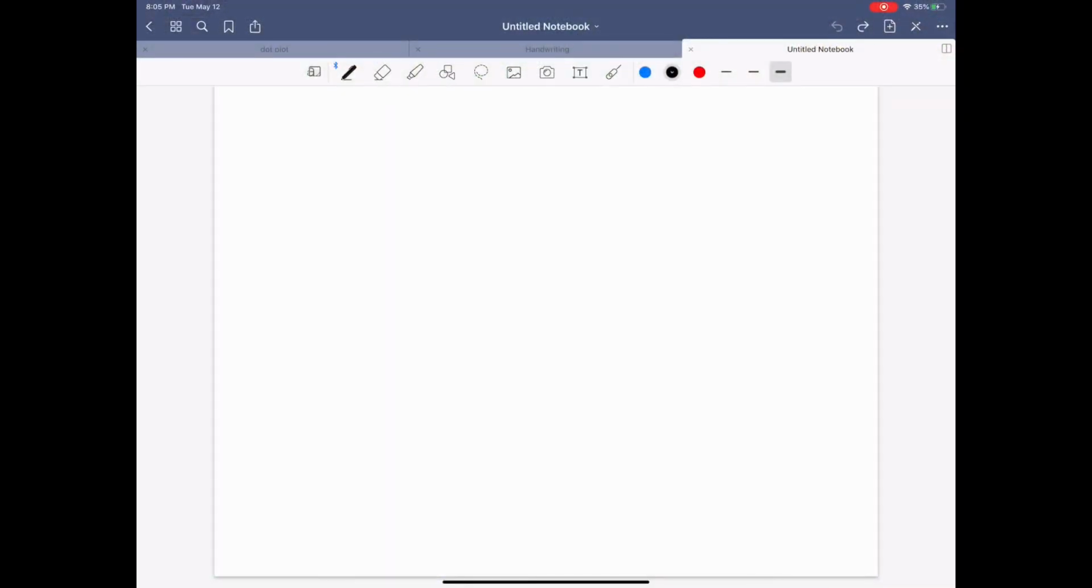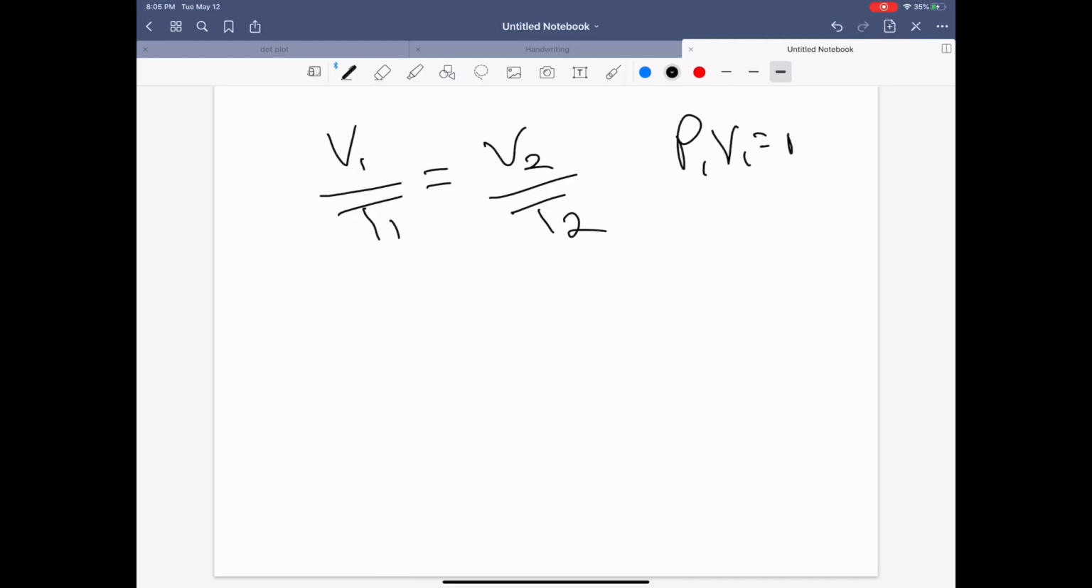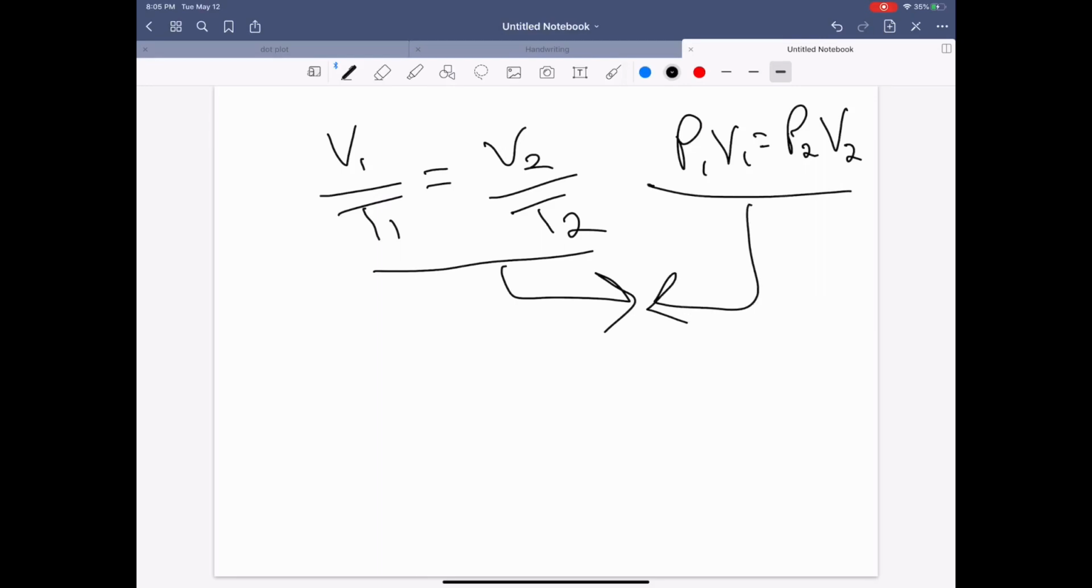So let's take a look at a couple of the gas laws. This gas law is Charles's law. This gas law is Boyle's law. But we can take both of them and combine them together into one combined law. And this law looks like this.